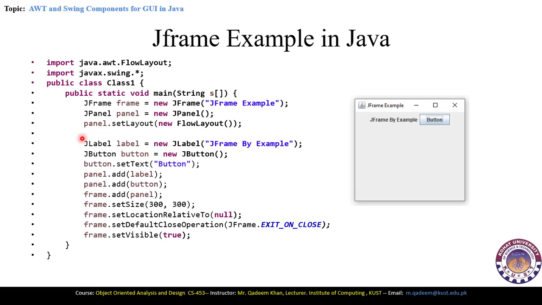Here is an example of JFrame in Java, and the example contains both the code or the program and also the output of this program. First, we will define some important packages or libraries. The first package is import java.awt.FlowLayout. This package provides you the layout of these controls over the GUI.